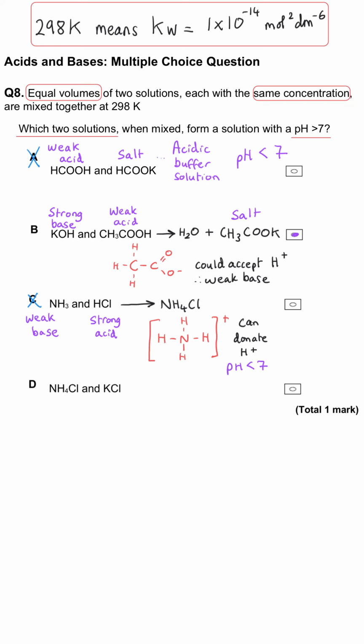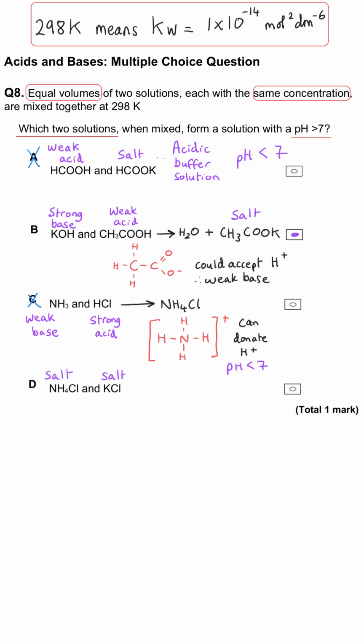It's acidic because the ammonium ion can donate a proton when dissolved in water. And so the pH would be less than 7 for this one. And then finally, we've got ammonium chloride mixed with potassium chloride. So we've got two salts.